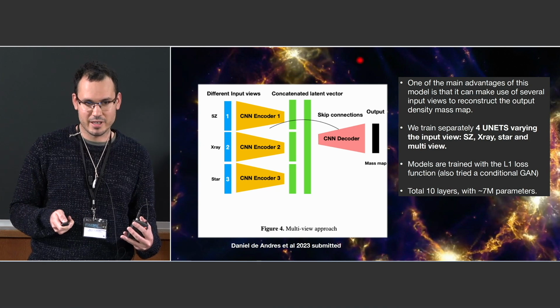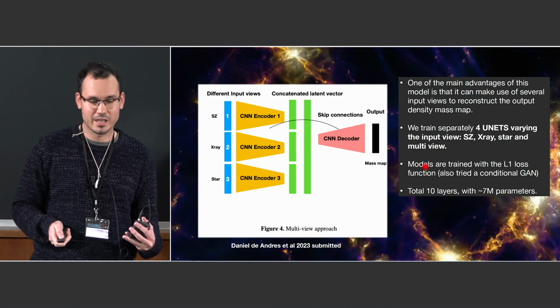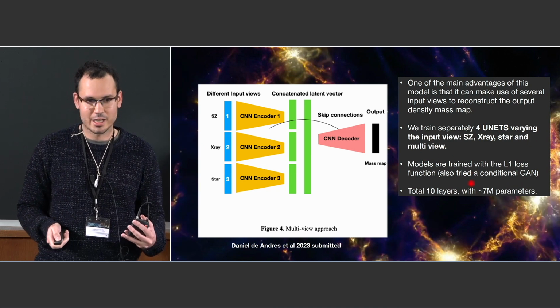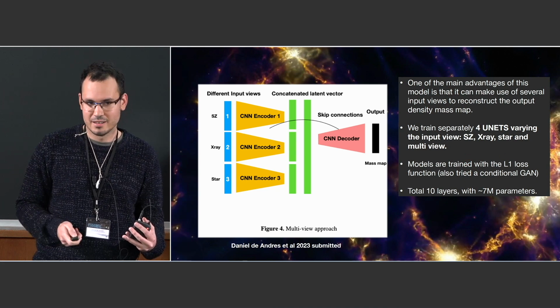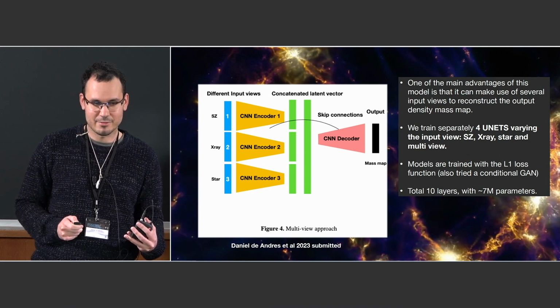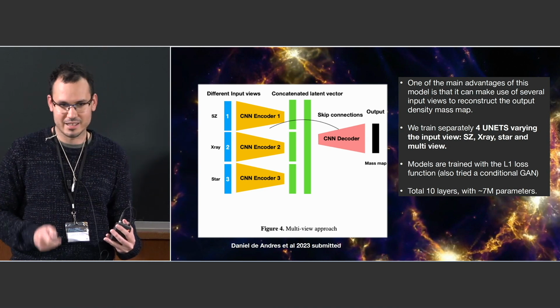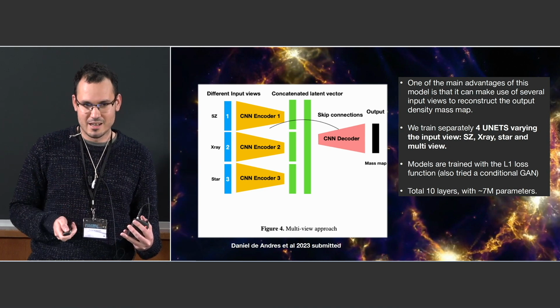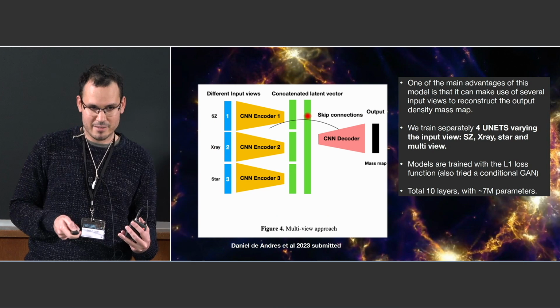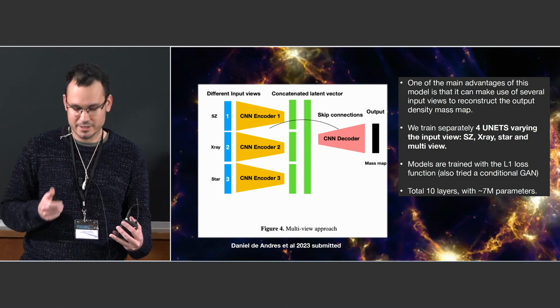We have trained the model with the L1 loss function, and we have also tried a conditional GAN coupled to this L1 loss function. Luckily, the L1 loss function is the best for this task, so we don't need the generative adversarial network for this. And this algorithm with 10 layers has 7 million parameters.